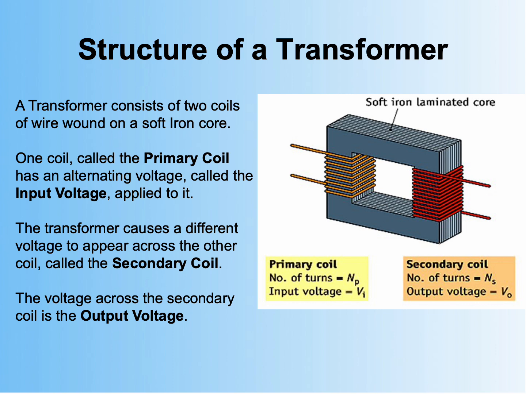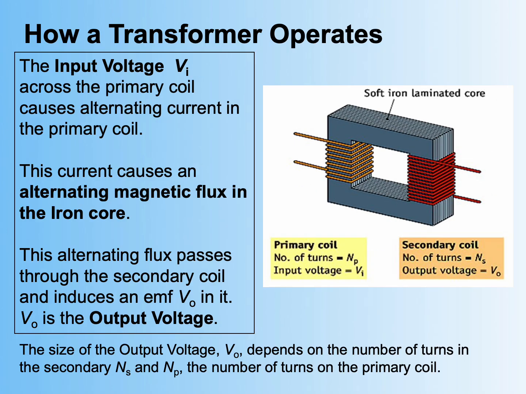So it will cause a different voltage to appear on the secondary side of the circuit, because there are a different number of turns on either side. When we're in the lab on Thursday again, we'll set some of these up and do some measurements and prove the ratios.